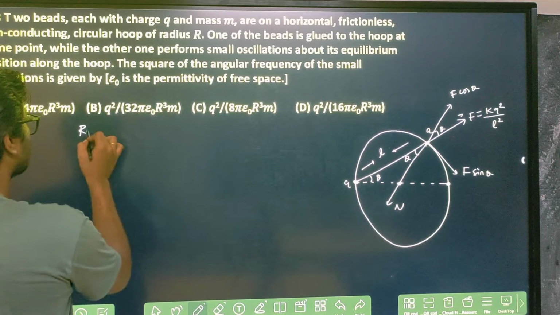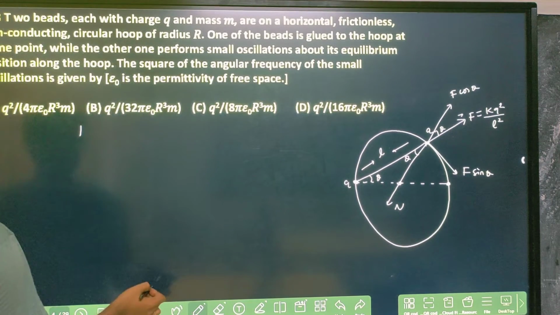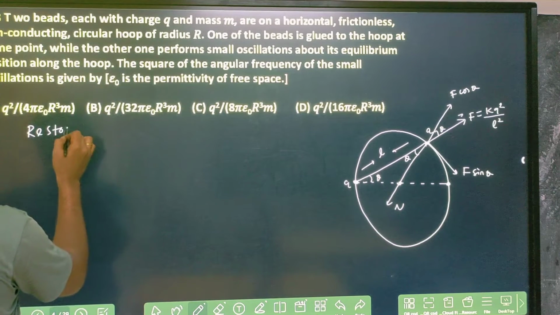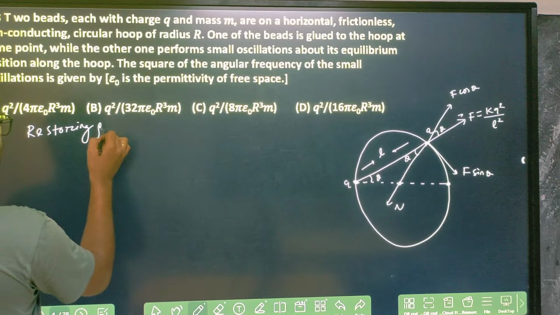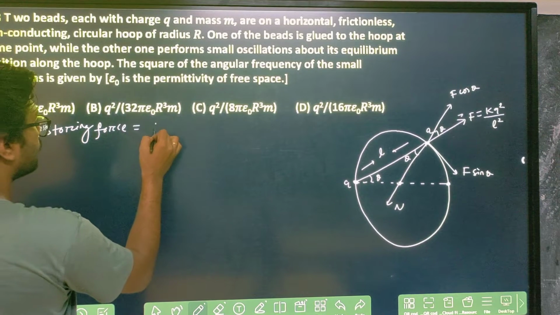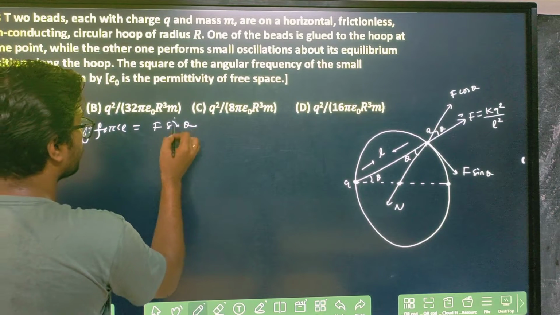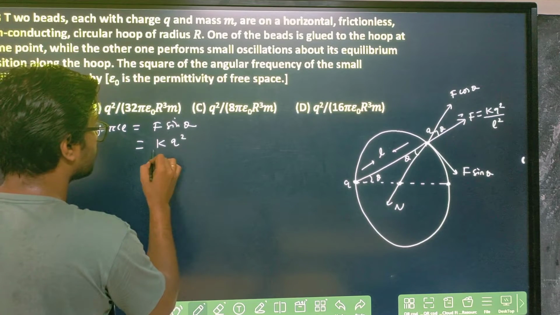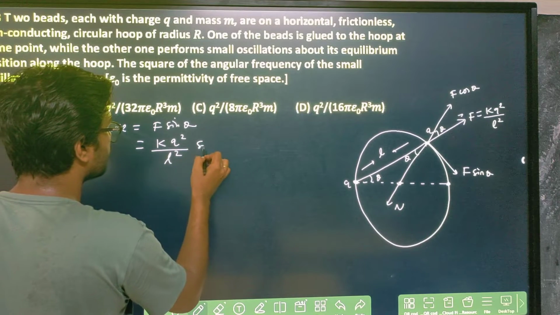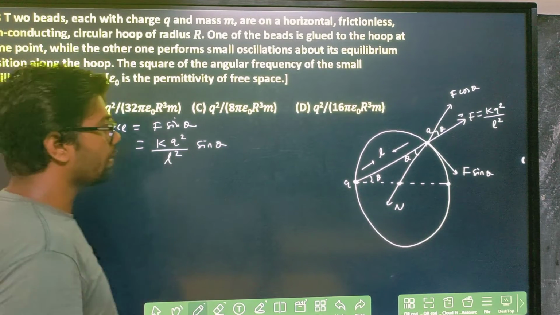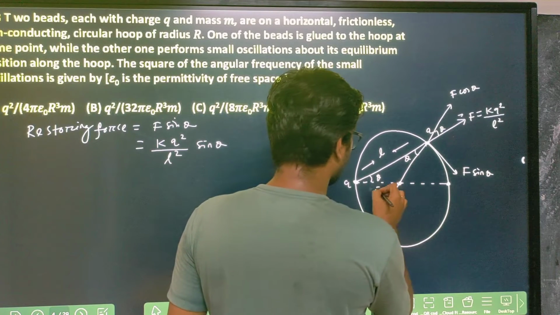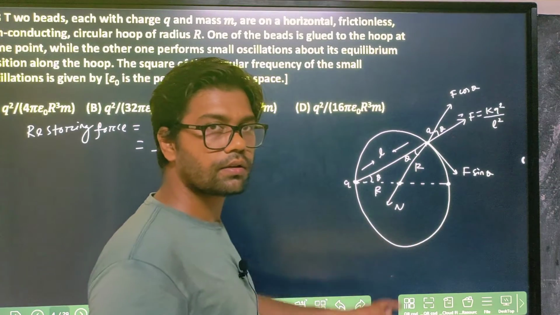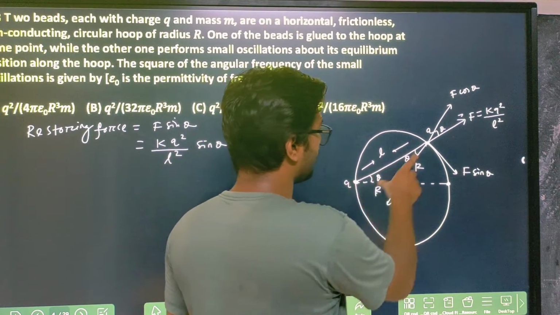So restoring force is equal to F sin theta, right? So F value you know that is k q square divided by L square, times sin theta. Now L value you can calculate. This is your r, this is also r, and this length you can find out, right, by vector calculation. This is r, this is r.